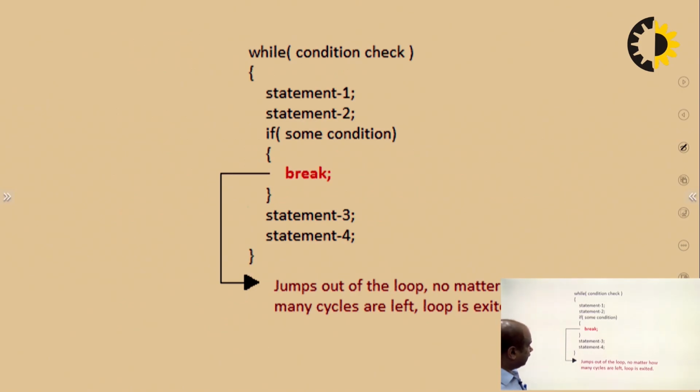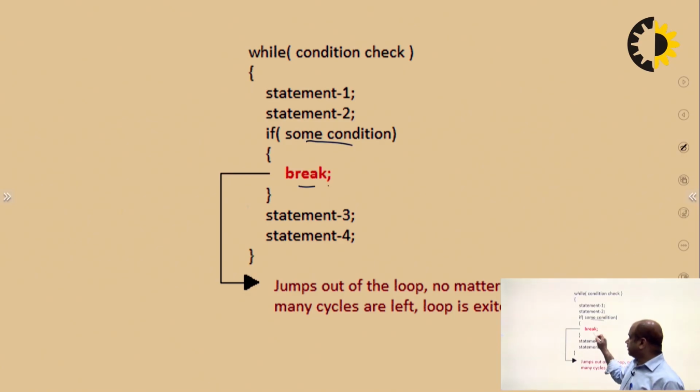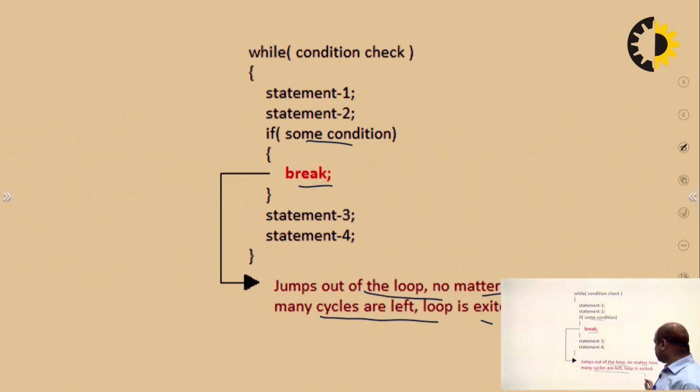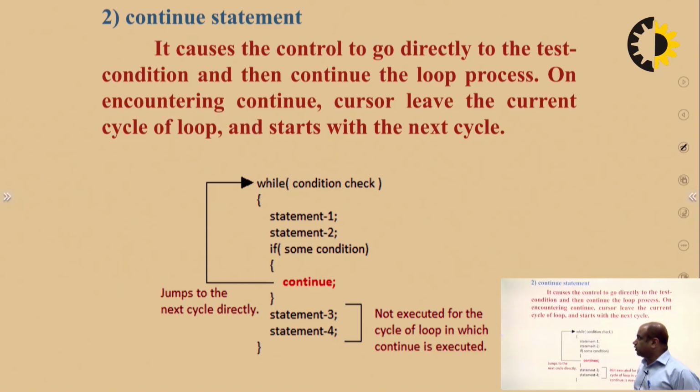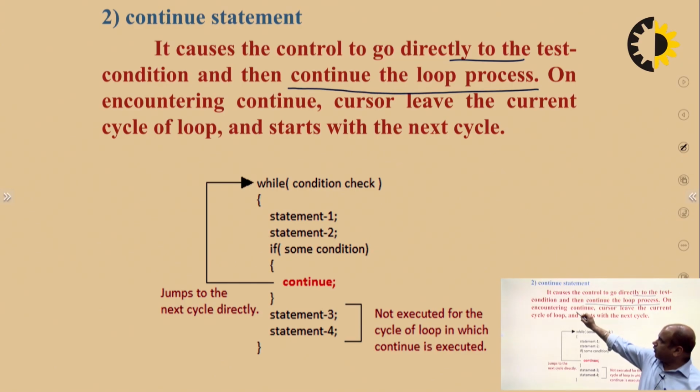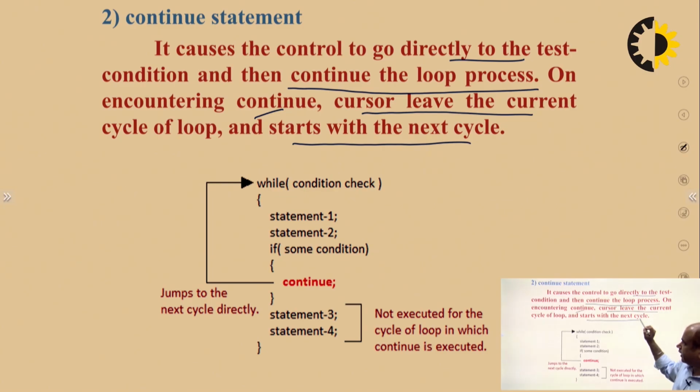So see here, the while loop is written here, and if some condition matches, break will be executed, which means an immediate exit of the loop. So it jumps out of the loop, no matter how many cycles are left. The second is continue. It makes the control go directly to the test condition and then continue the loop process. On encountering continue, the control leaves the current cycle of the loop and starts with the next cycle. So here the condition is there, it automatically jumps to the testing condition.